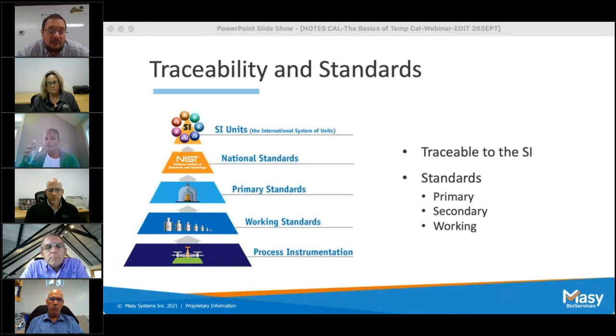A great example might be a thermocouple. The thermocouple is calibrated at a commercial lab, where we would compare it to a PRT. The PRT would then be compared to a fixed point, and the fixed points are then calibrated by NIST or another national lab.